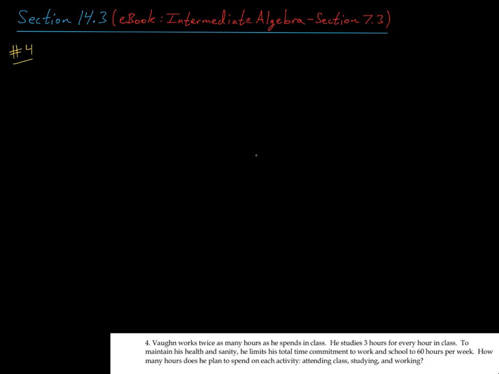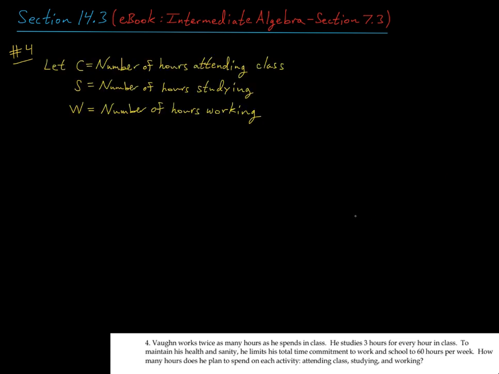Now, if you want to approach this from an algebraic standpoint, you could start by just introducing some variables. I'll call C the number of hours attending class, S the number of hours studying, and W the number of hours working. And then we just want to take each one of these statements and translate it as an equation. So for example, Vaughn works twice as many hours as he spends in class. So that's going to say that W, the work hours, is 2 times as large as the number of hours in class. So W is equal to 2C.